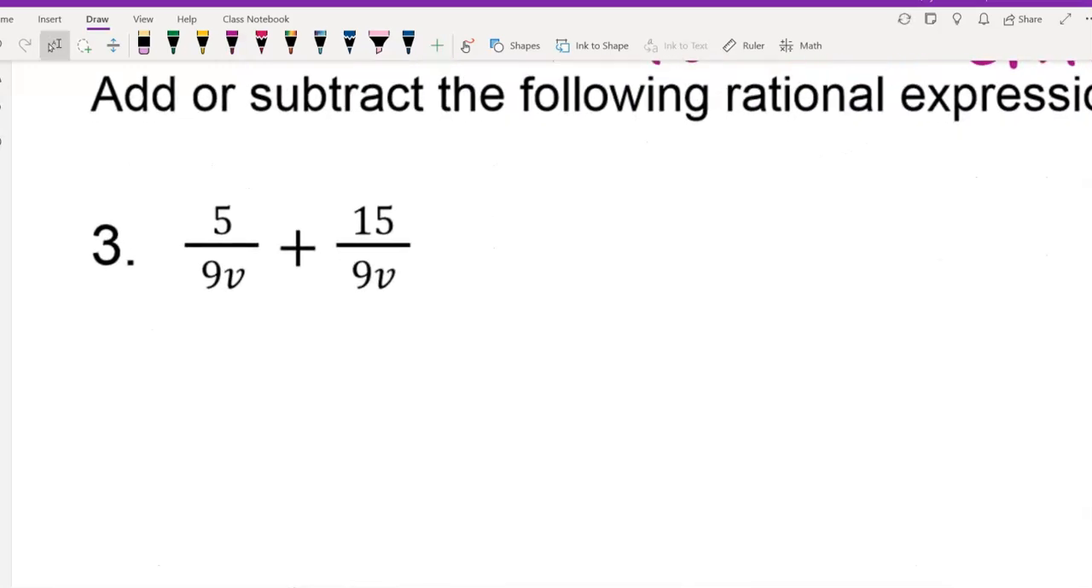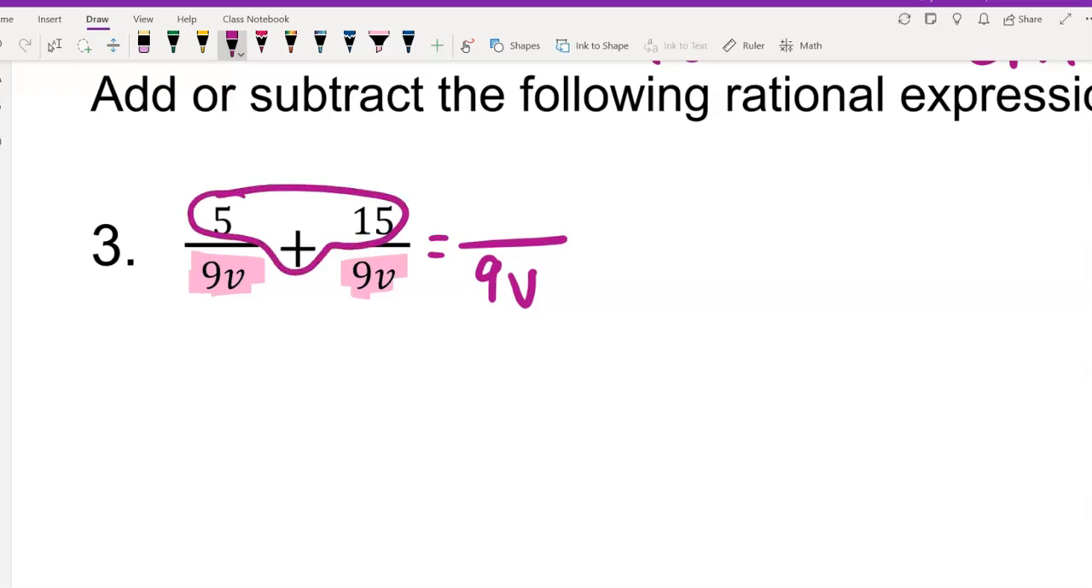Here we have 5 over 9v plus 15 over 9v. These denominators match. So I can go ahead and put a denominator of 9v in my answer. Now with the numerators, we can go ahead and add them together. 5 plus 15 is 20. Now we want to ask ourselves, can 20 be divided by 9? Can this fraction 20 over 9 be simplified? No, it can't. So we are done here.